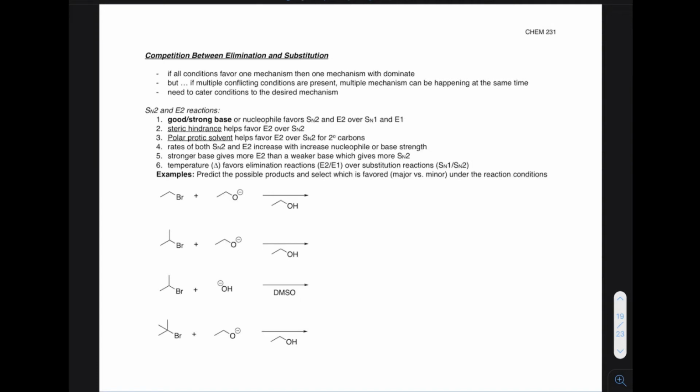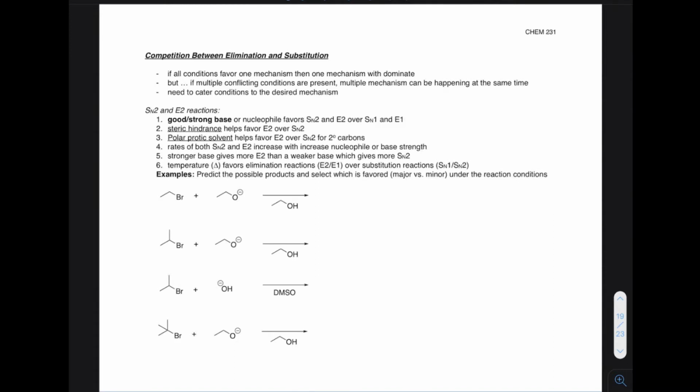So for the last video in Chapter 7, we're going to talk about competition between elimination and substitution reactions. Very similar to the end of Chapter 6, when we started discussing how do we know when a reaction is SN2 versus SN1. Now we have to consider how do we know when a reaction is elimination-based over substitution-based. And the answer to that is very similar to, again, looking at our substitution reactions.